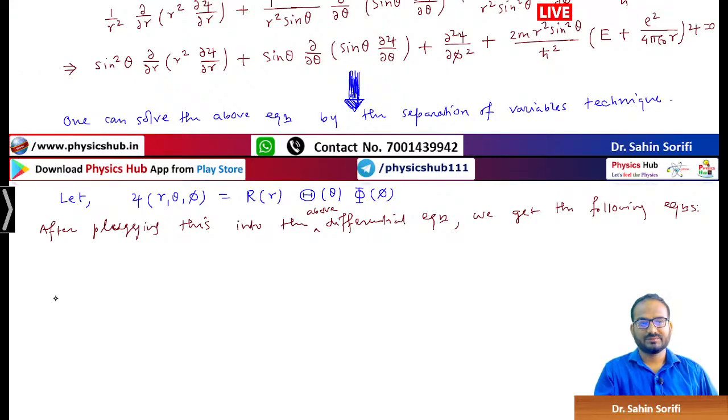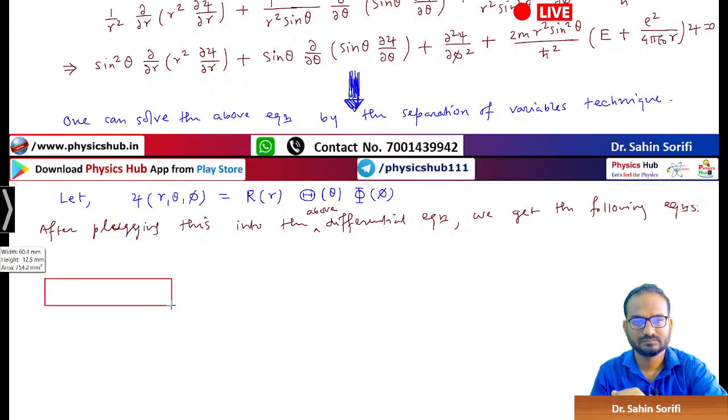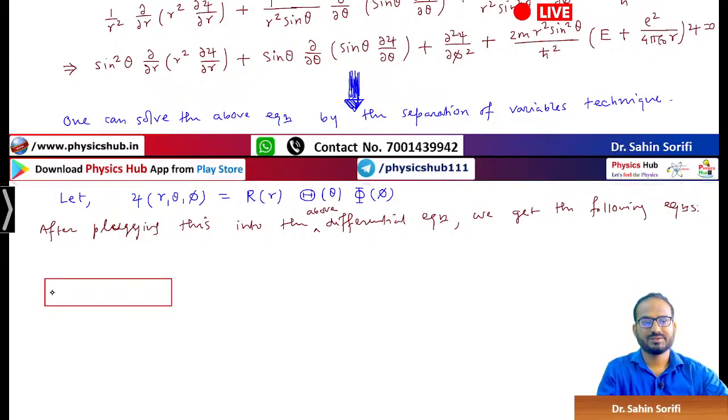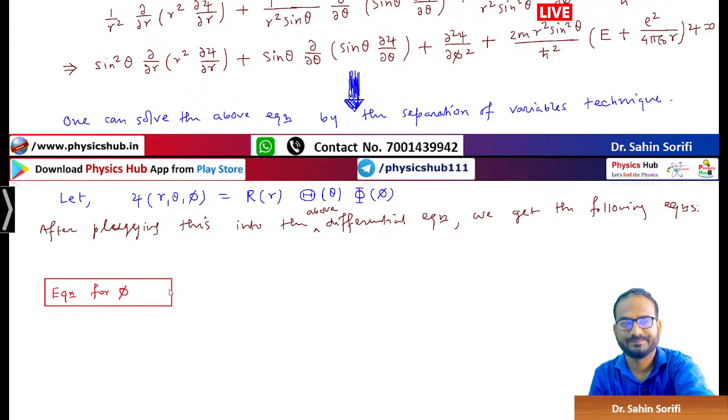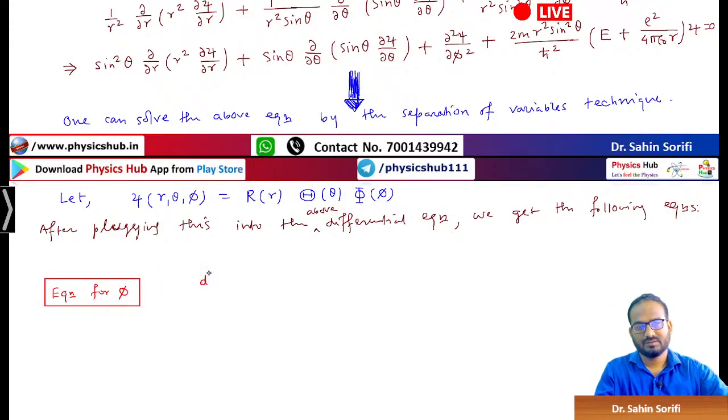So let us first write the equation for phi. What will be the equation for phi? The equation for phi will look somewhat like this: d squared Phi by d phi squared plus ml squared Phi equals 0.